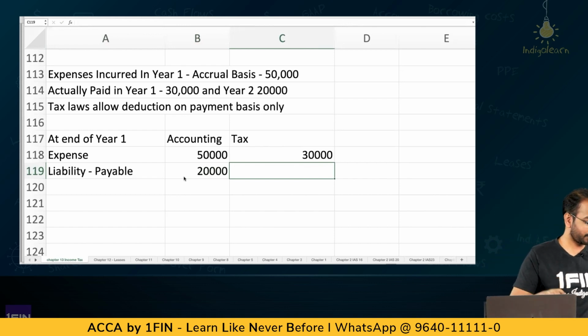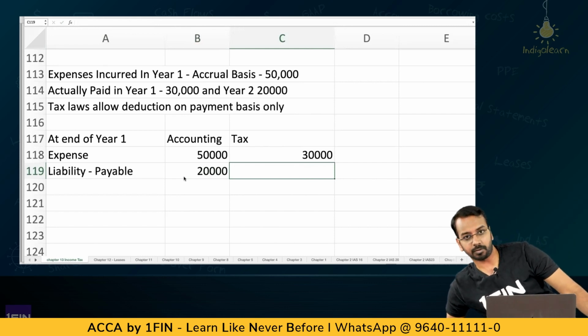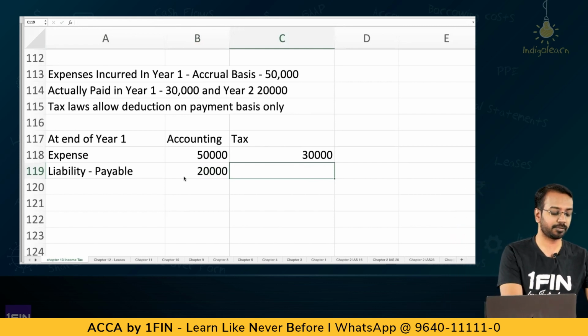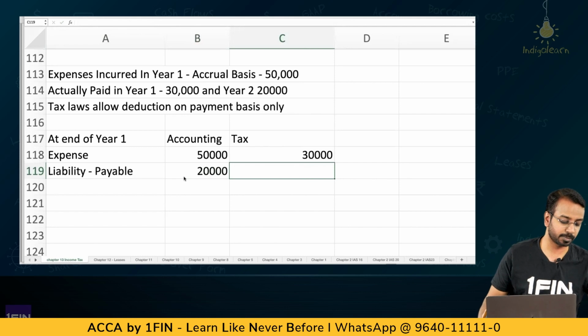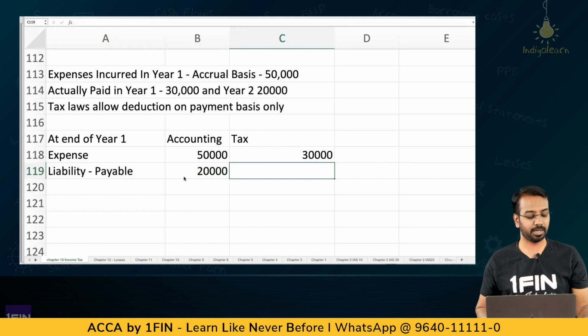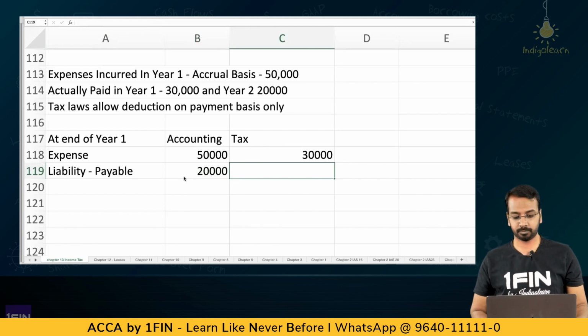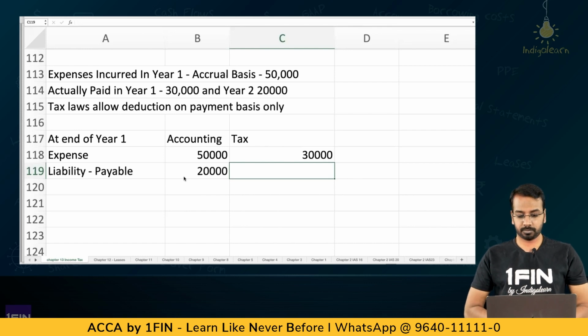If you get this concept, half of the part is done. What is the amount payable for the purpose of, or in the books of tax? If I maintain separate books for tax purpose, what would be my liability or payable? 0. Everybody clear with why 0?